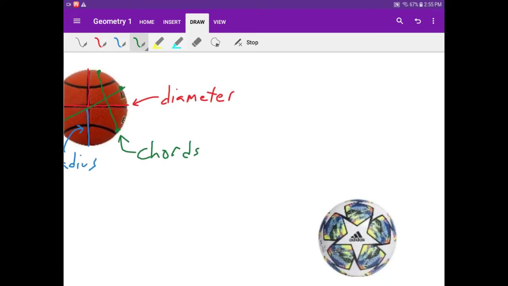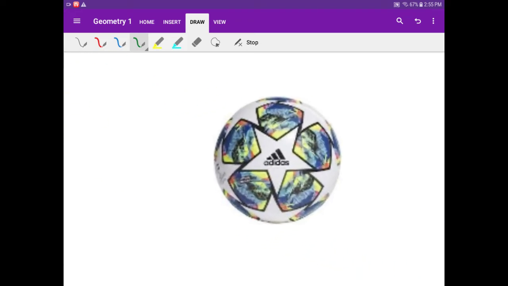Secant. Okay, so let's go over to the soccer ball here. So a chord has its endpoints on the circle, but if they're not endpoints and they continue through, this would be called a secant. So this is a secant.